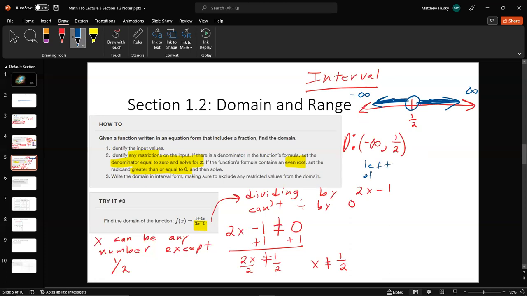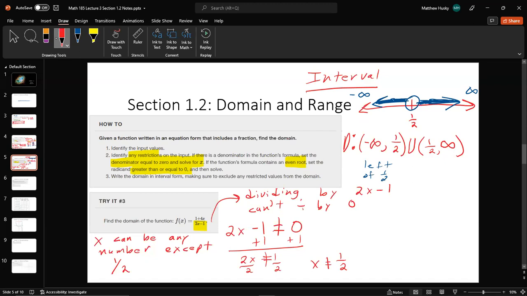Left of 1/2. And then what we're going to do is a U, which means union. We're going to put this together with another interval, another chunk of stuff. And we're going to say, okay, we're going to start at 1/2 again, and then go all the way to the right, all the way to positive infinity.